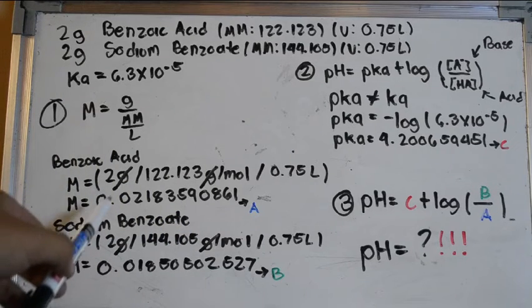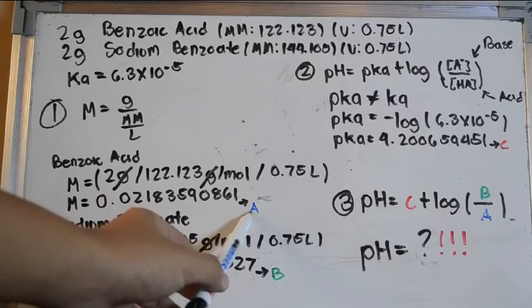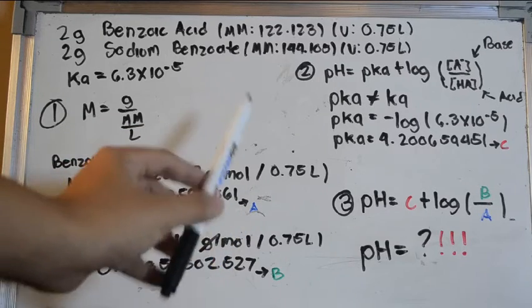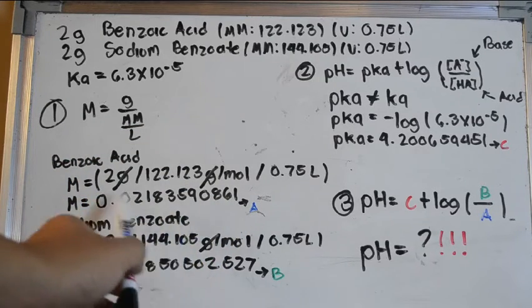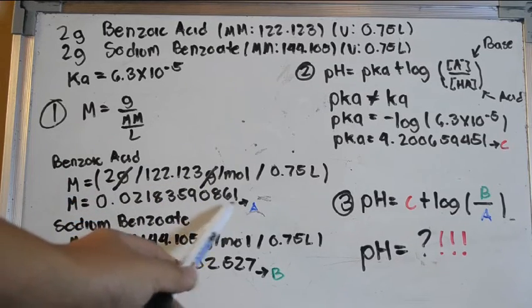You can pause the video anytime you want, just to check if your answer is correct. Now, this is the answer. The molarity of benzoic acid is 0.0218359081. Now, if your scientific calculator has a function to store the answers that you've got, please try and store it with A.